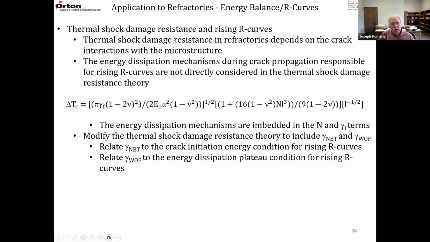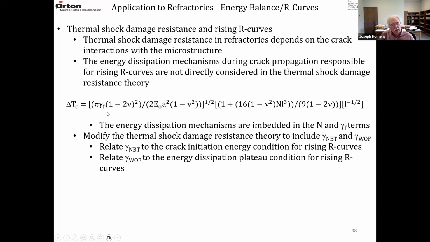So basically, thermal shock damage resistance in a refractory depends on how the crack interacts with the microstructure. Energy dissipation mechanisms during crack propagation are responsible for rising R curves, but they're not really considered in the thermal shock damage resistance theory. When we derived R4 prime and RST, we had this equation for delta T, the critical temperature difference. We had the fracture surface energy in it, Poisson's ratio, the Young's elastic modulus, the crack density, the crack length.